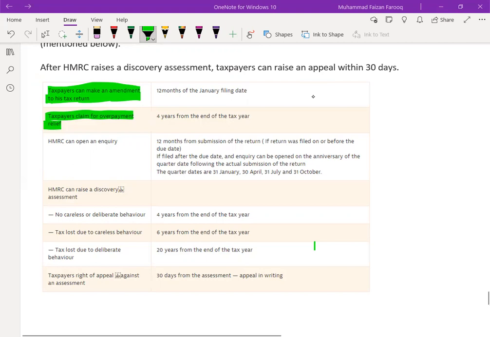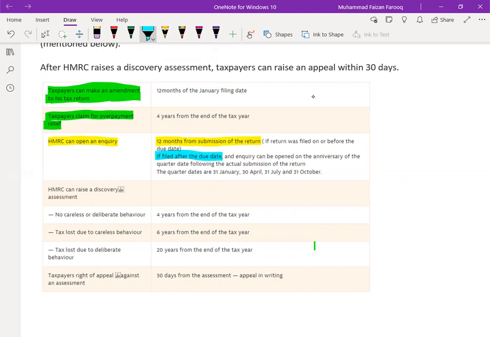Is HMRC allowed to open an inquiry against us? Yes. Submission of return. If you submit your return, HMRC has 12 months to open any inquiry against you if filed on the due date, which is highlighted in yellow. But if you are filing a return late, what is the date? These things we already discussed in our previous class or previous video.